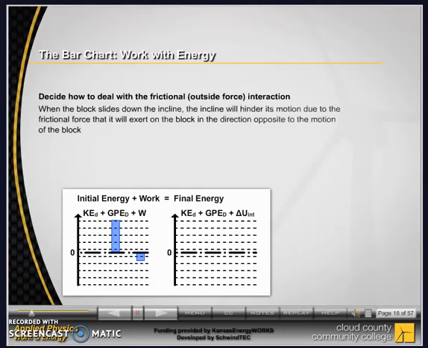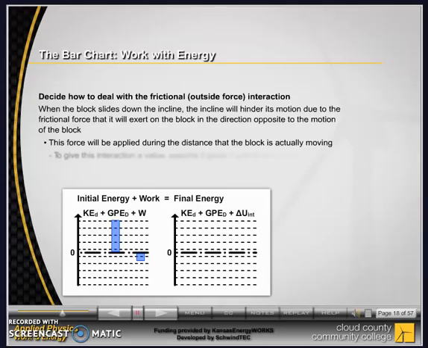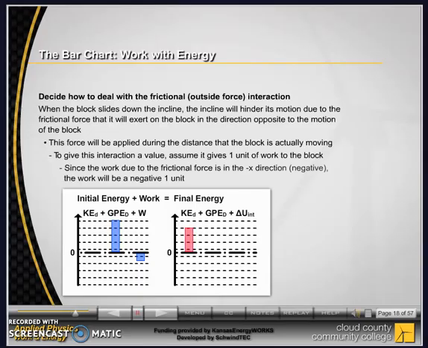When the block slides down the incline, friction will hinder its motion, since it exerts a force on the block in the direction opposite to the motion of the block. This force will be applied during the distance that the block is actually moving. To give this interaction a value, let's assume that it gives 1 unit of work to the block. Since the work due to the frictional force is in the negative x direction, the work will be -1 unit.